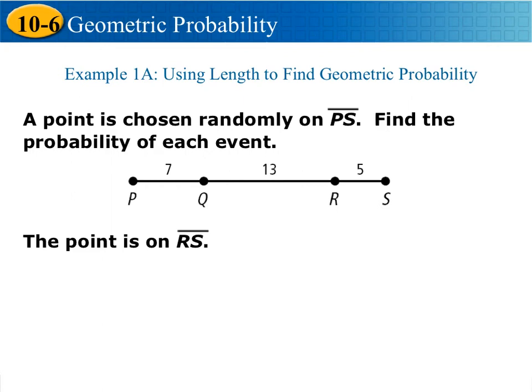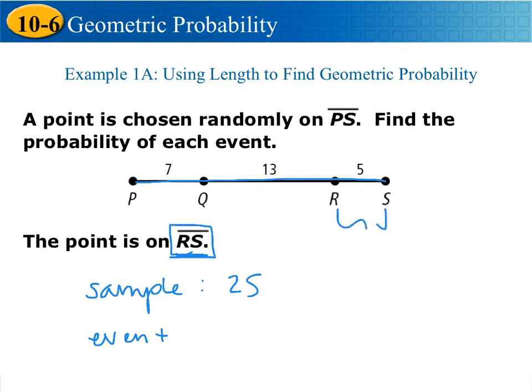A point is chosen randomly on segment PS. Find the probability of each event. So we need to find the probability that the point is on RS. So we need two things. We need our sample space, which is the whole thing, and then we need our event, so what we're looking for. So our sample space is the whole segment, so let's add up all of it together. So we have 7 plus 13 plus 5, which is 25. Our event is just RS, so we're just looking for what are the odds that it is going to be on RS. So RS is 5.